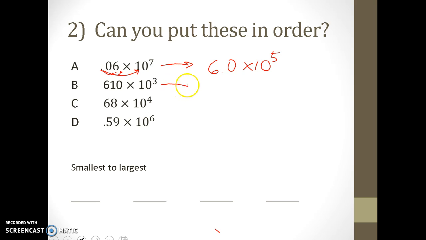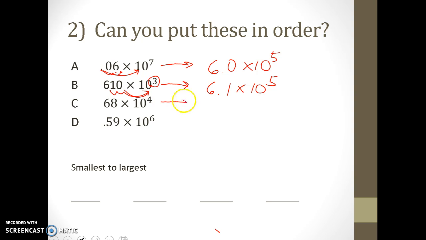B is also not in scientific notation. I'm going to write this one as 6.1 times 10 to a power. So right now the decimal is here, and this says to move it 3 spaces to the right. But I want to move the decimal here, which means I'm going to have to move it 1, 2, plus those 3 spaces to the right. So that's going to be 6.1 times 10 to the 5th.